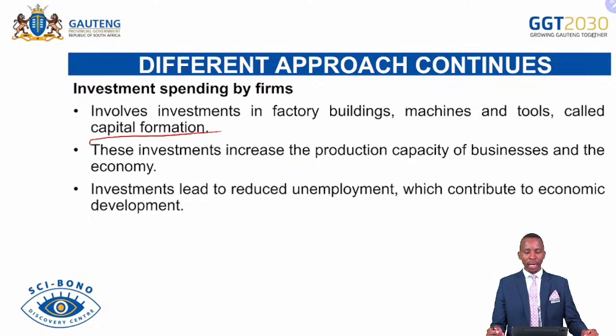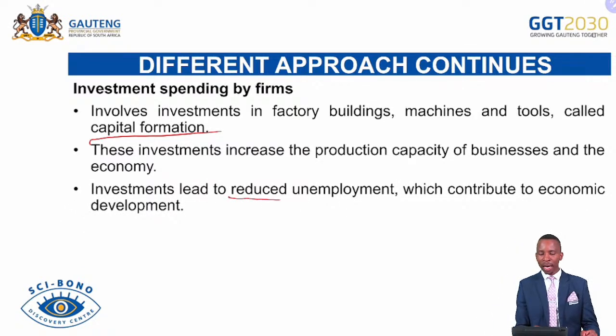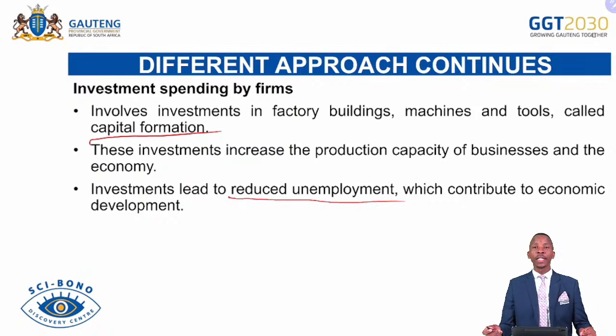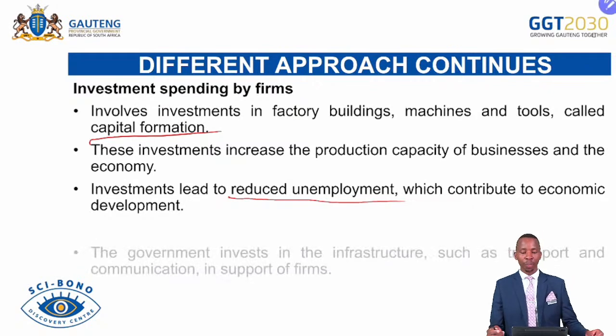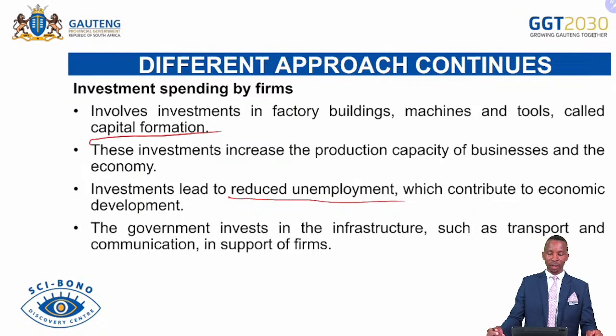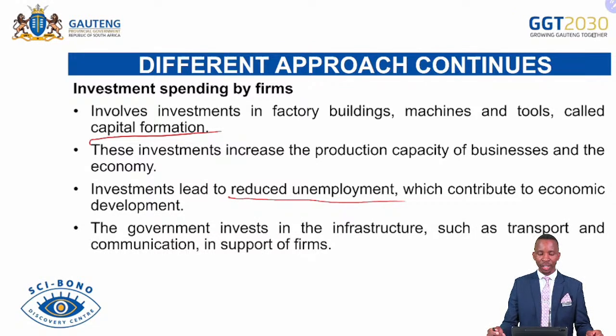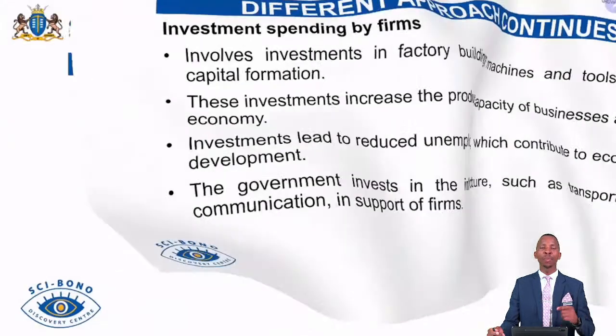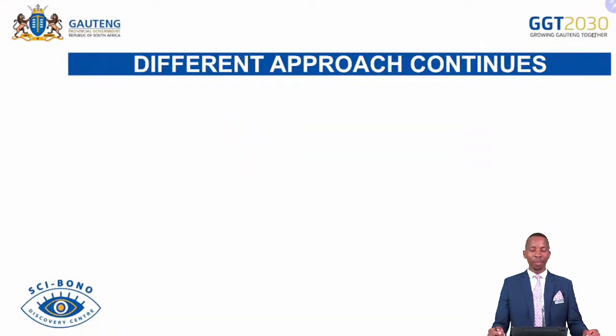Investment leads to reduced unemployment. So if firms are investing directly, there will be more job opportunities created in the economy, which will contribute to economic development of the country as well as economic growth. Because under development, poverty will be alleviated due to the fact that people will be receiving income, which will lead to them demanding more goods and services. The government invests in infrastructure development such as transport and communication in support of firms, for them to prosper as they do their economic activities.